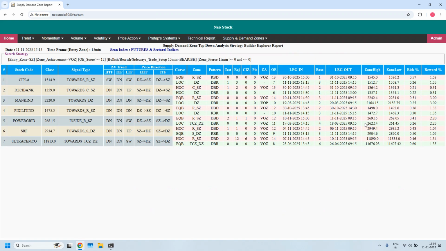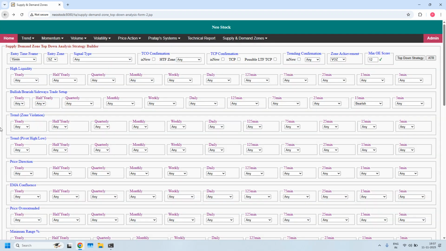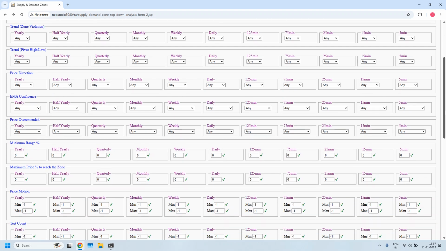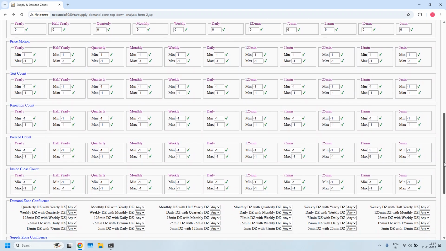With these filters, we got 7 stocks supporting bearish trade setup for daily income trade, and entry time frame zones are 15 minute supply zones. So total we got 7 stocks. Out of these 7, let's identify high probability trade setup 15 minute supply zones based on 2 strategies that you learned in lesson 27.